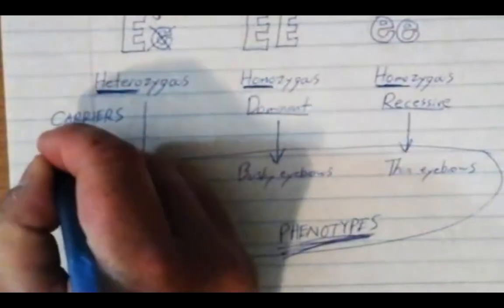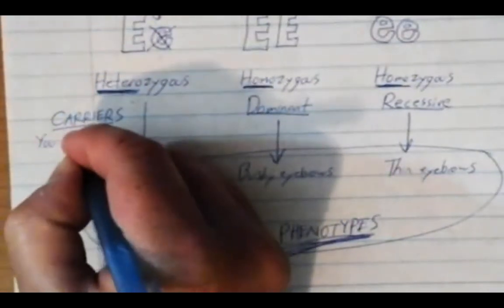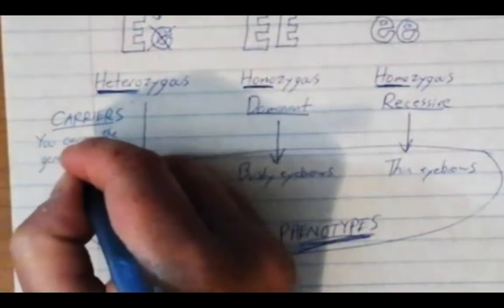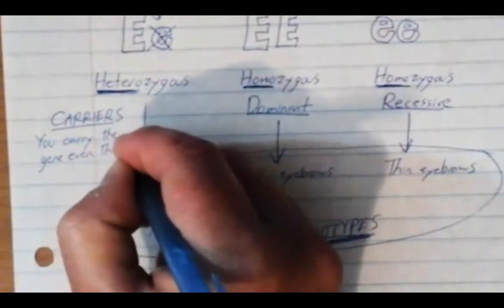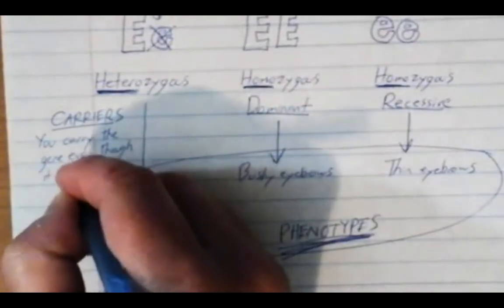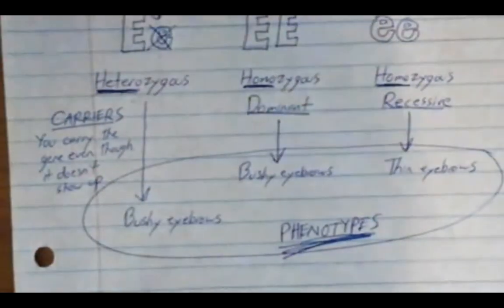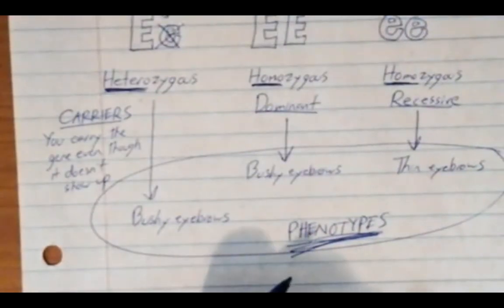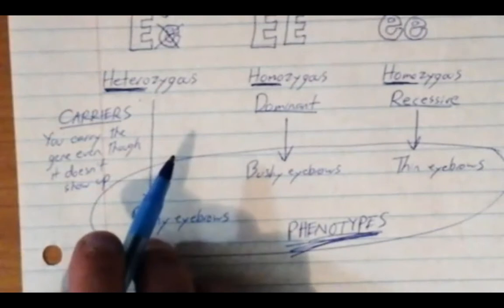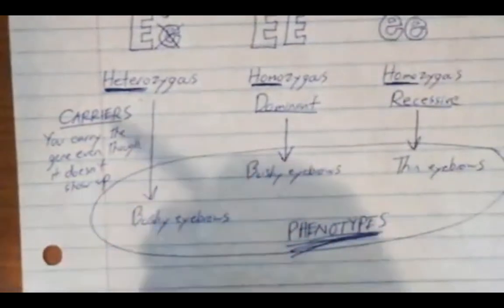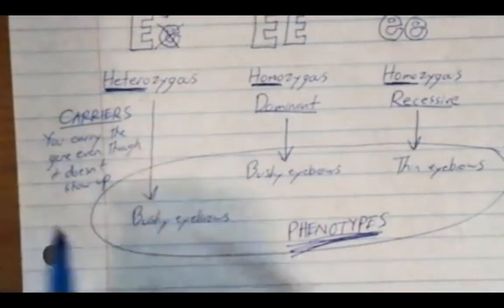And carrier means, what does it mean? It means you carry the gene even though it doesn't show up. So if you take something like sickle cell anemia, which is the blood vessels being in a different shape, you could be a carrier for that disease, even though you don't have that problem because you got a capital letter. But if the mom gives the lowercase letter and dad gives a lowercase letter, the child will have the disease. So you could be a carrier for it.